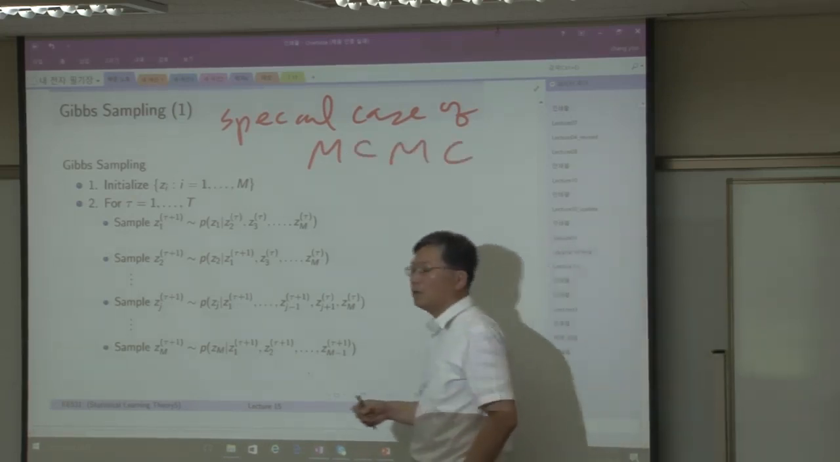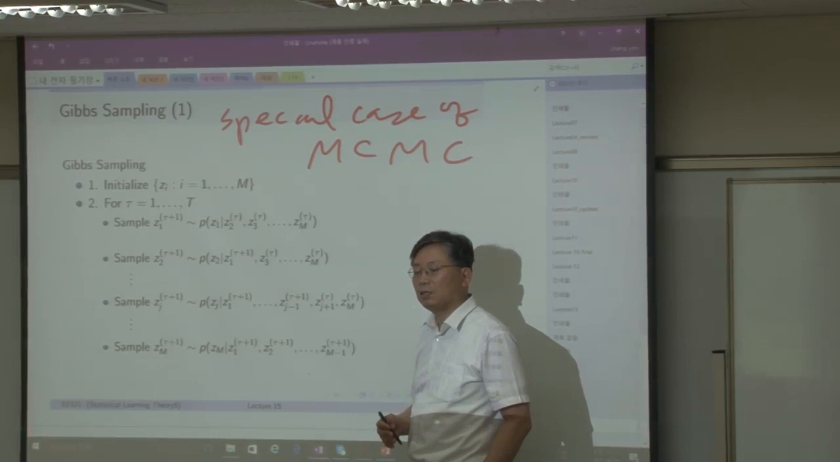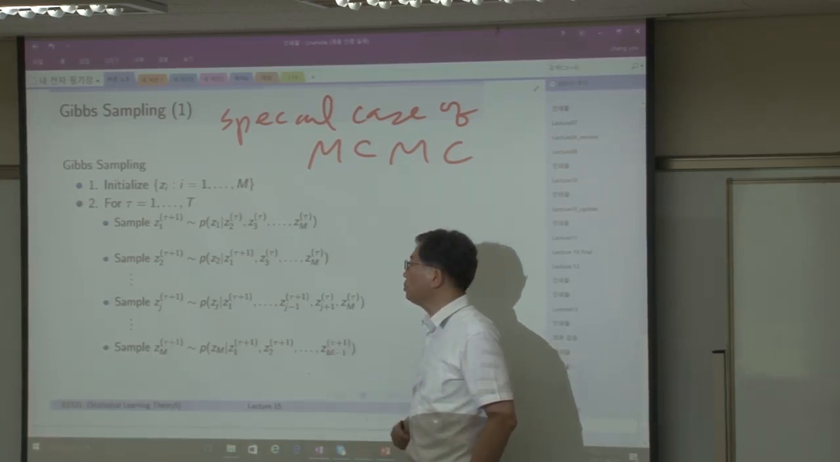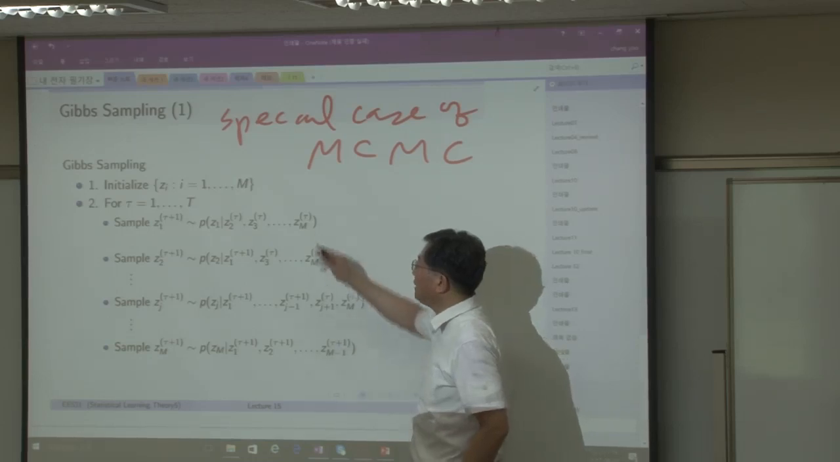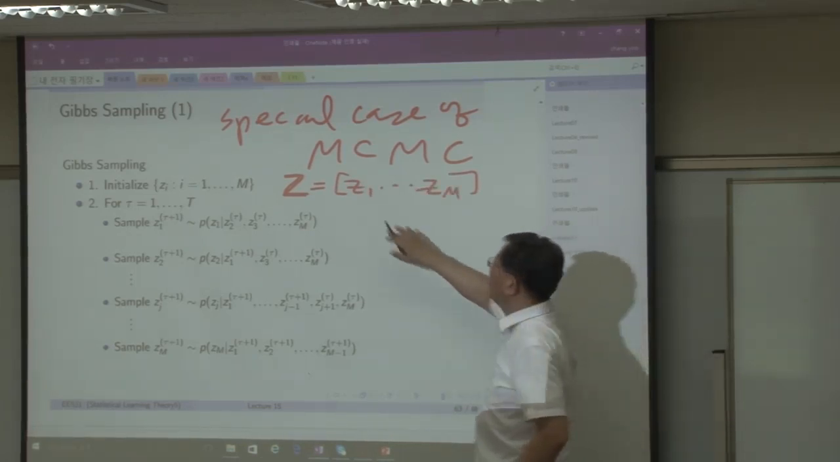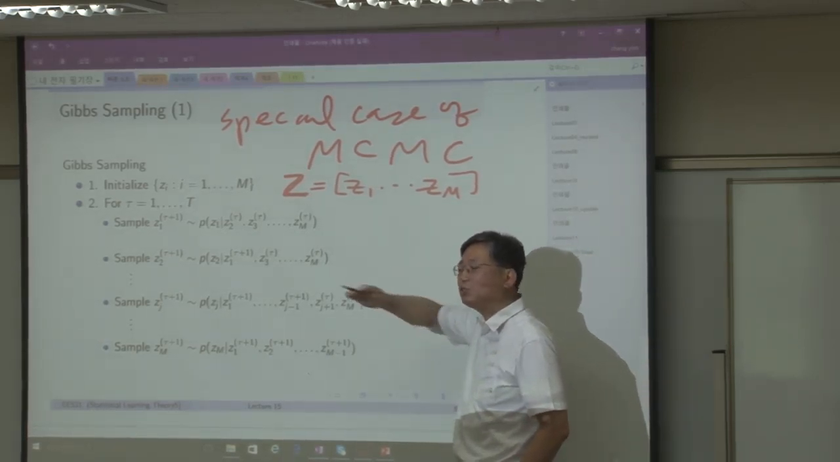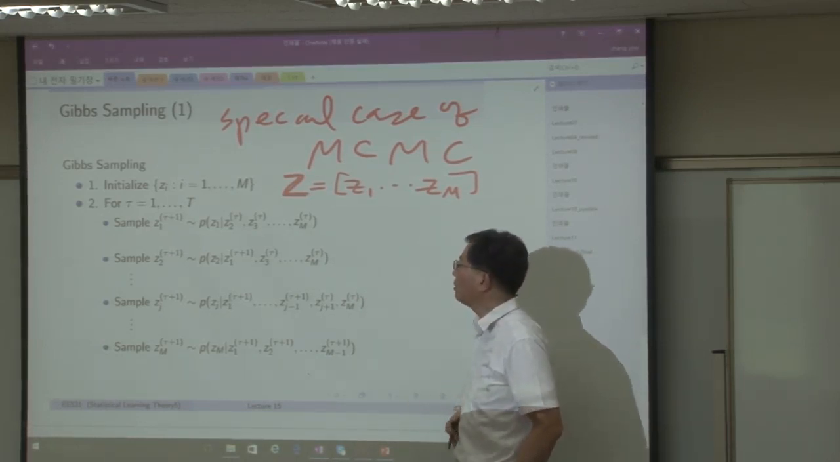And the way here, there is no rejection if you use this proposal distribution. What is the proposal distribution? Let's say I have a Z which is m-dimensional. It's a vector with Z1 through Zm. So each sample will be m-dimensional. It's not one-dimensional, it's m-dimensional samples that I want.